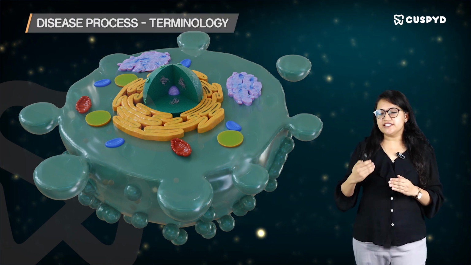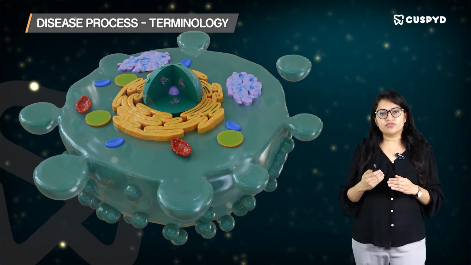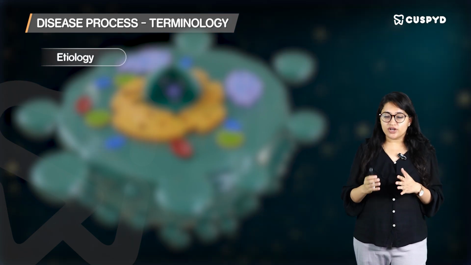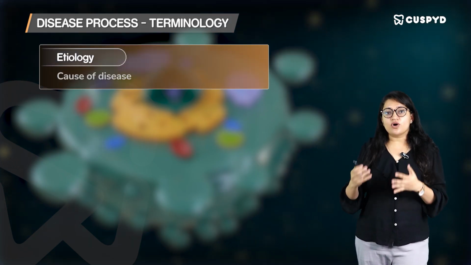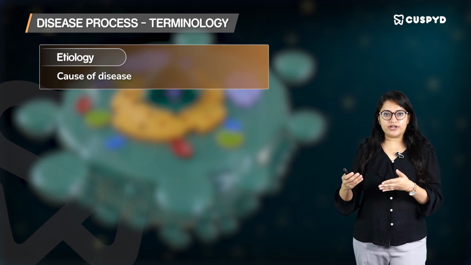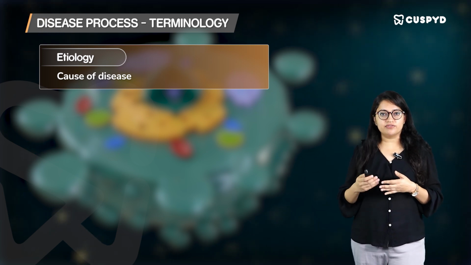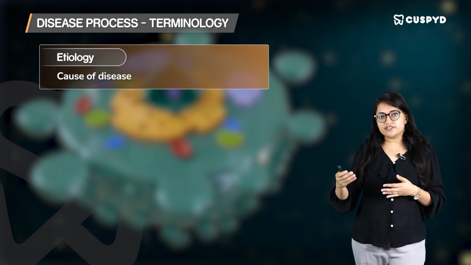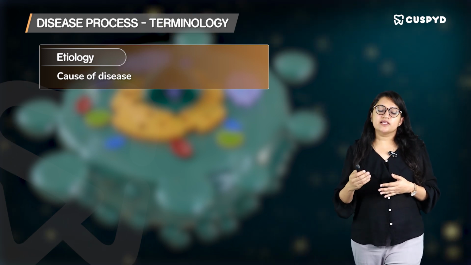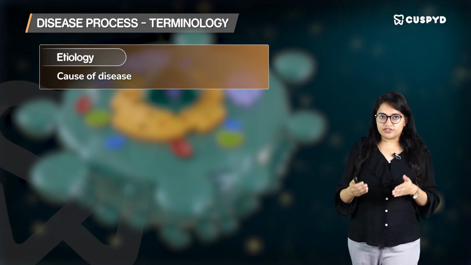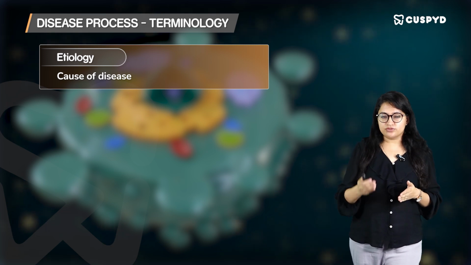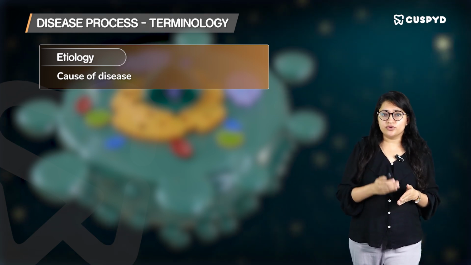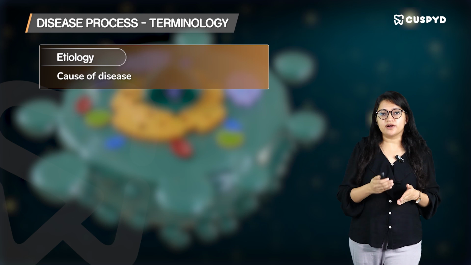In a disease process, there are a few terms that we use. First of all is the etiology. Etiology means the cause of disease. For example, if you are suffering from a viral fever, the cause of viral fever is the virus. So the virus is the etiology of your disease. First of all, you have a cause for the disease: you got some infection, or some trauma, something.